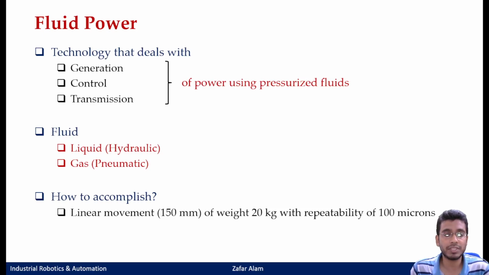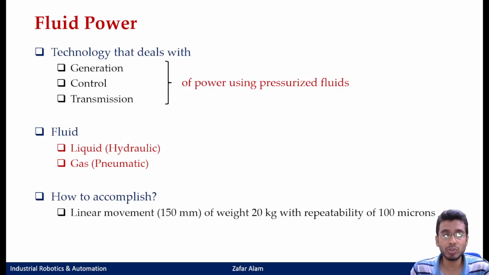So the first task is what? A linear movement of 150 mm of a weight of 20 kg. So you have a 20 kg weight. What is your requirement? A linear movement of 150 mm, and then the most important thing is the repeatability of 100 microns. That means the accuracy required here is very high.